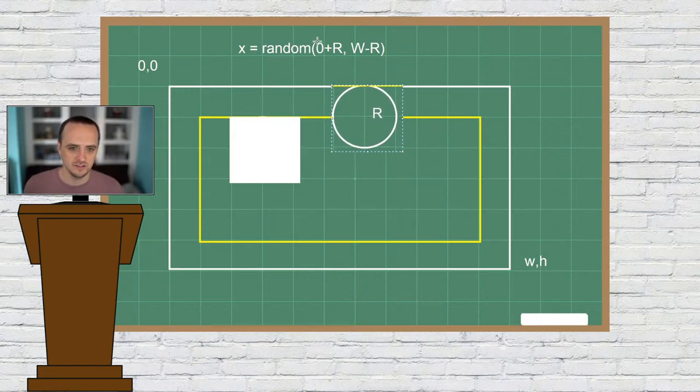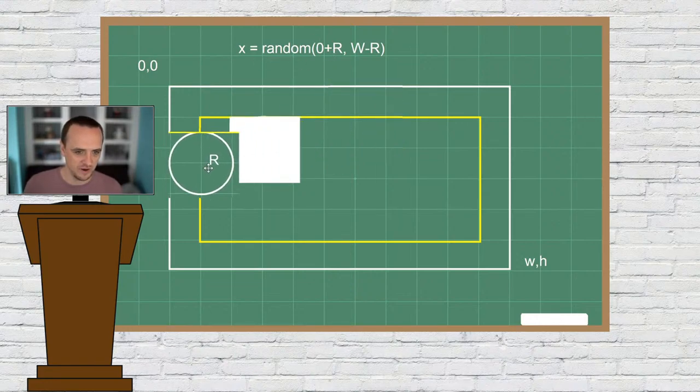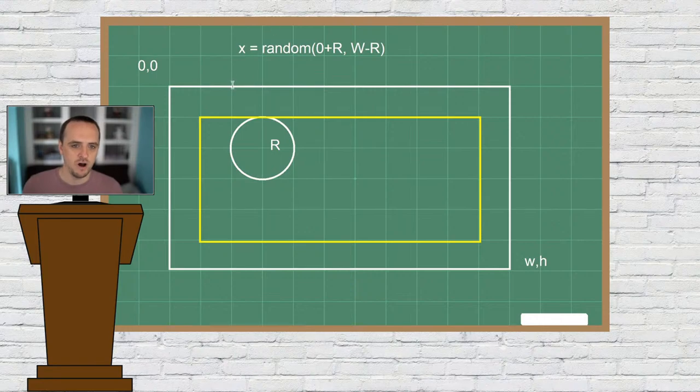So you've got 0 plus radius, so this radius here, you can't spawn inside there, so you can't overlap with the side. And similarly, your y is going to be random from 0 plus radius to height minus radius. That's how you make sure that things spawn inside the window without overlapping the window edges.